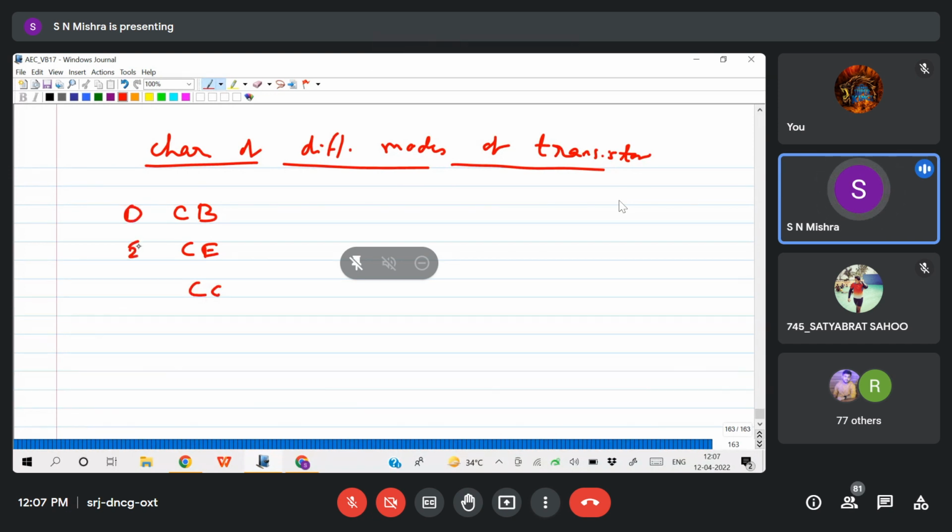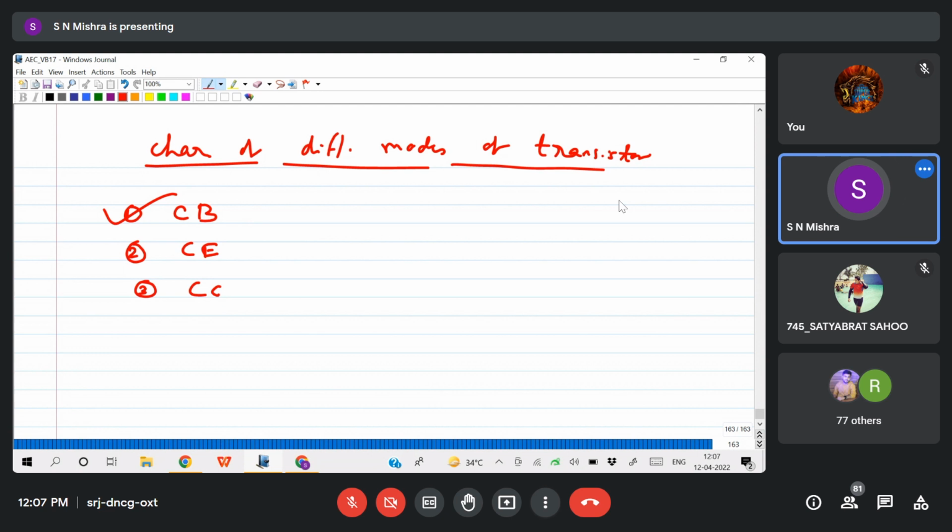Three modes we have discussed, related equations also we have discussed. Now today we will discuss the characteristic of common base. Later on we will go for common emitter and common collector. So common base characteristic means current and voltage characteristic, like the diode we have seen. We have discussed the diode operation, and after that the IV characteristic of diode. Here also the transistor characteristic means current and voltage characteristic.